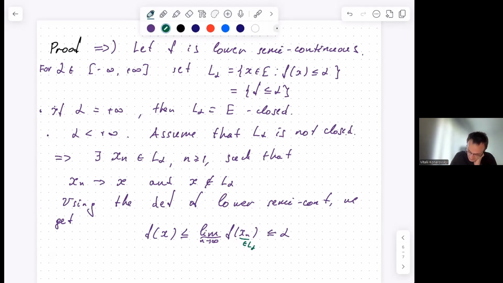But x here does not belong to the level set. That means that the function f does not satisfy that property at the point x, then it must be larger than alpha. And then you get the contradiction, because from one side you got that alpha is strictly smaller than alpha. Contradiction.